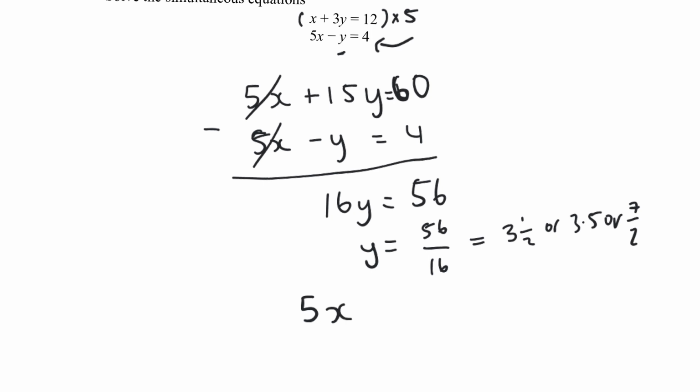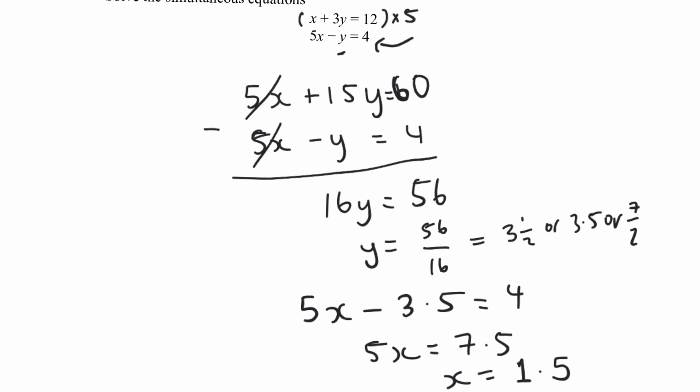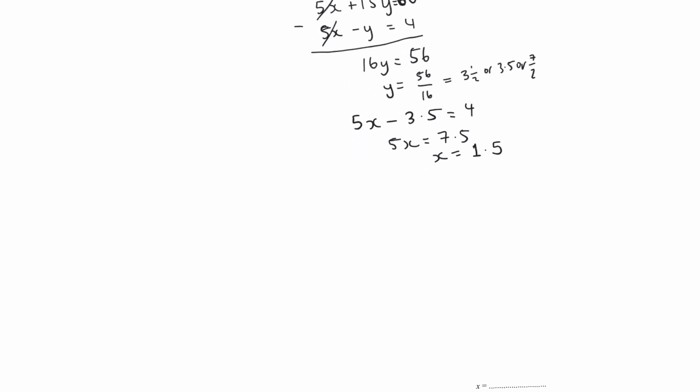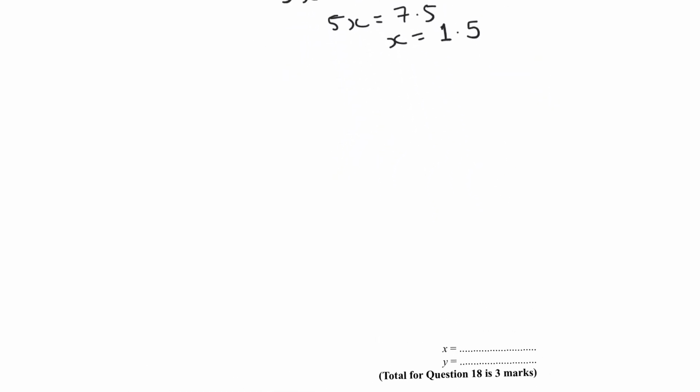So then 5x minus 3.5 is equal to 4. So then 5x would be equal to, so add 3.5 to both sides, that would be equal to 7.5. So x would be 7.5 divided by 5, which in your calculator, or if you want to do it manually, should leave you with an answer of 1.5. So we know the final answers for that are x was 1.5, y is 3.5. Or again, write them as fractions.